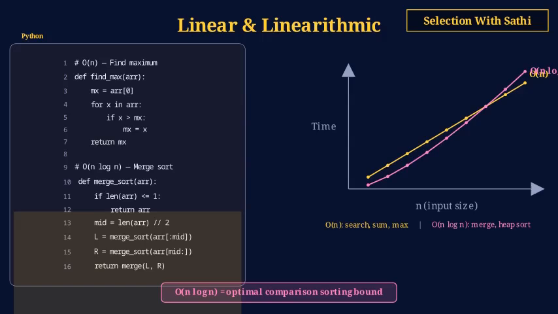Now O of n log n is what we call linearithmic time. This is the sweet spot for sorting algorithms. Merge sort, heap sort, and Python's built-in Tim sort all run in O of n log n. And here's the key insight for GATE. O of n log n is the theoretical lower bound for comparison-based sorting. You mathematically cannot sort faster using only comparisons.